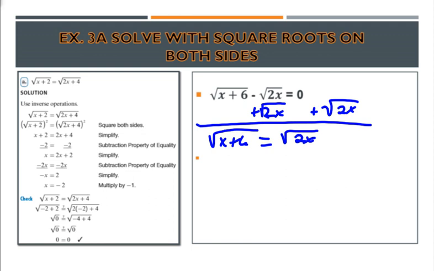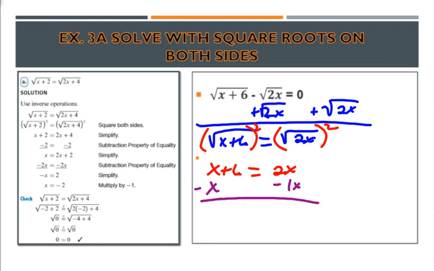Now to get rid of square roots, I need to square both sides. That gives us x plus 6 equals 2x. Now to solve for x, I need to get the x's to one side. So I'm going to subtract 1x on both sides. I have x equaling 6, and that would be my solution.